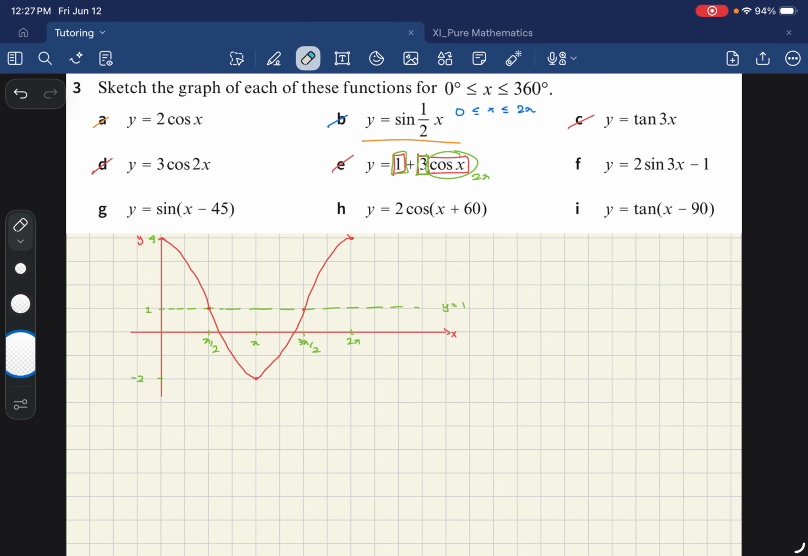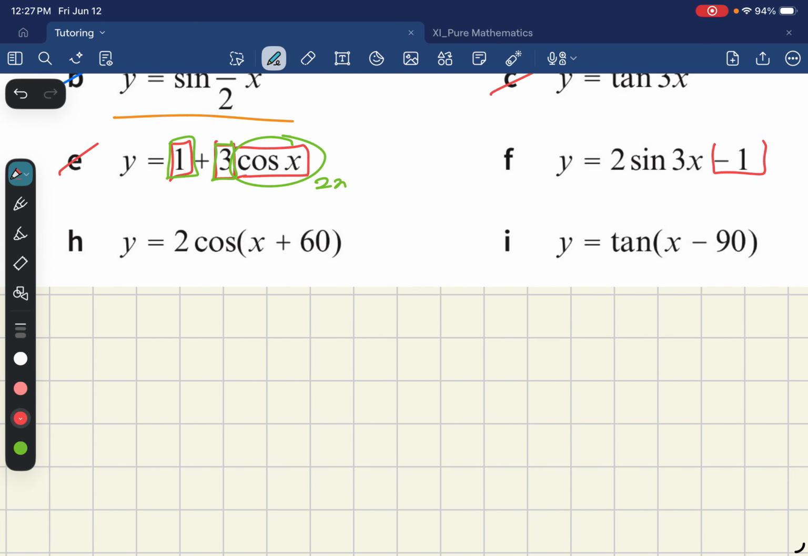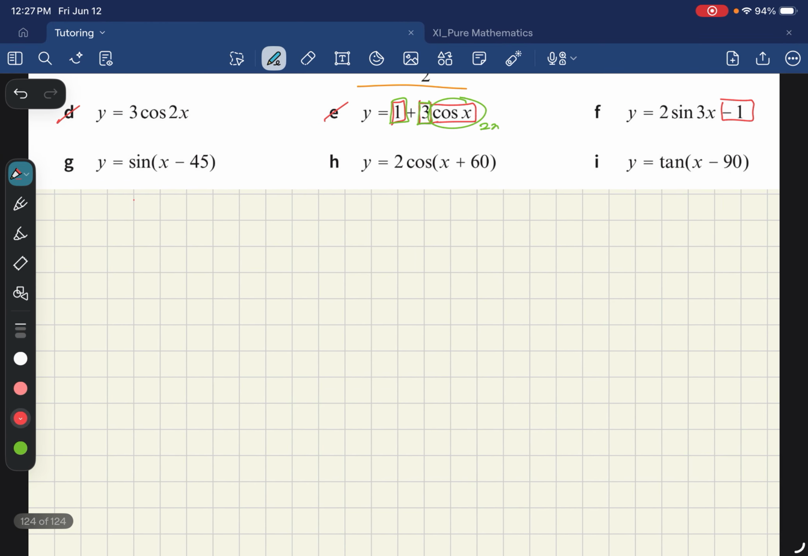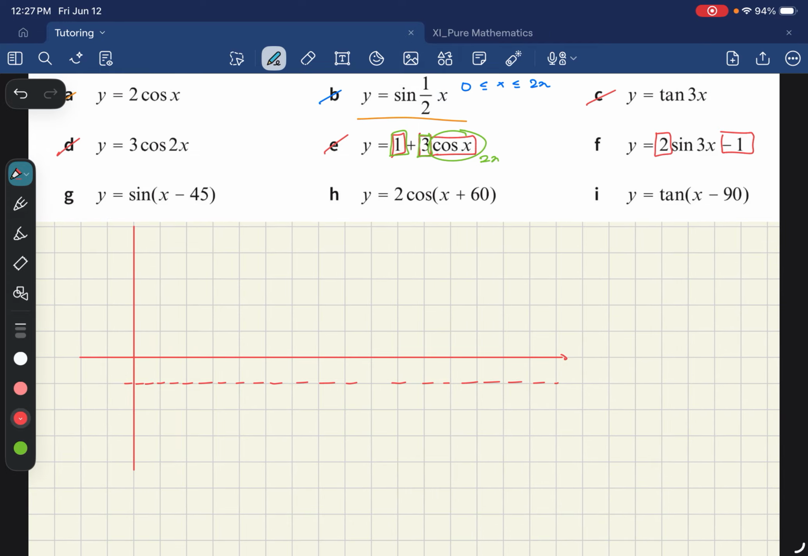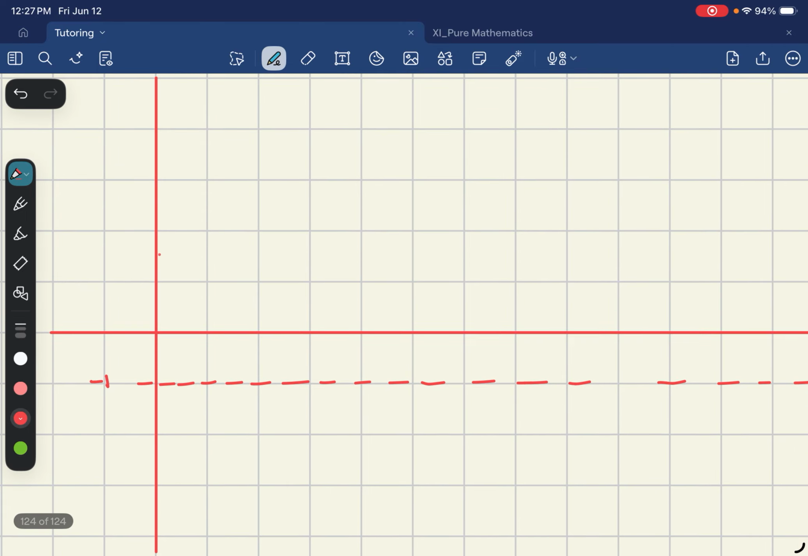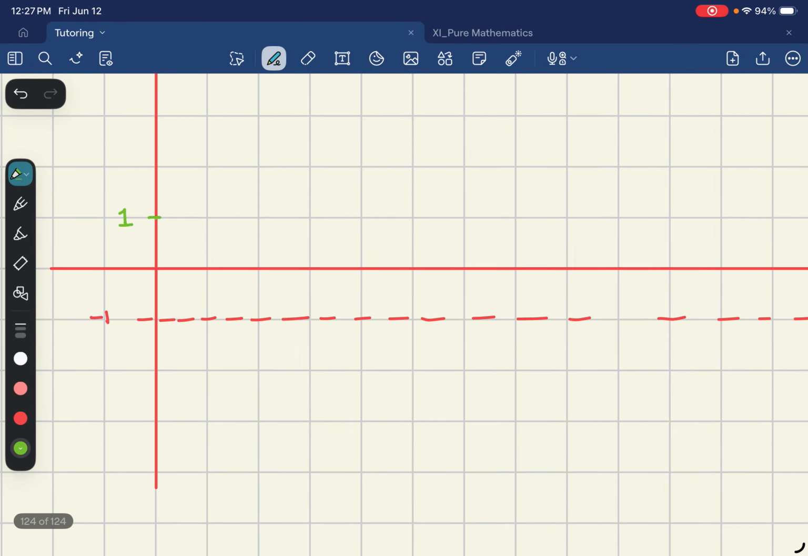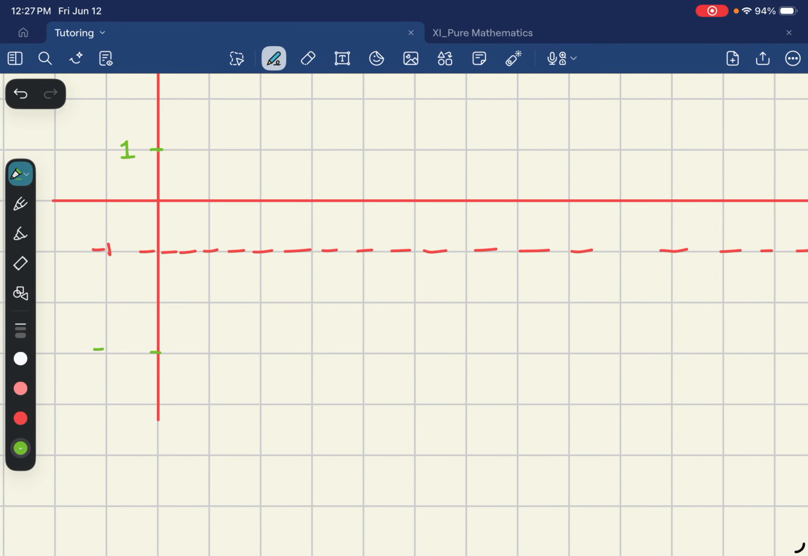All right, and F is very, very similar. Our principal axis is negative 1. So that is the starting point. My principal axis is negative 1. So this is my principal axis. Now my amplitude is 2. So from negative 1, I need to go up 2. So that is up until positive 1. And I need to go down 2. That is until negative 3.